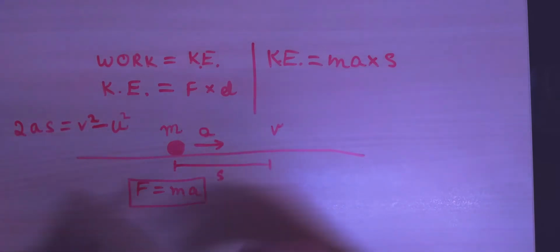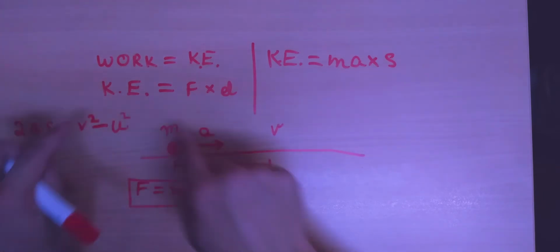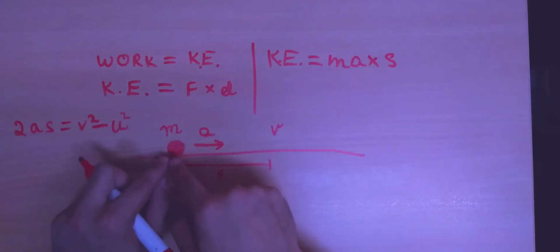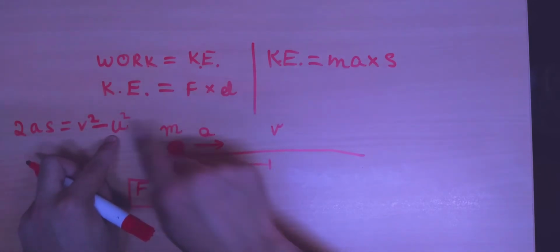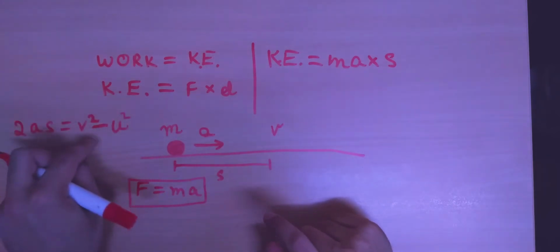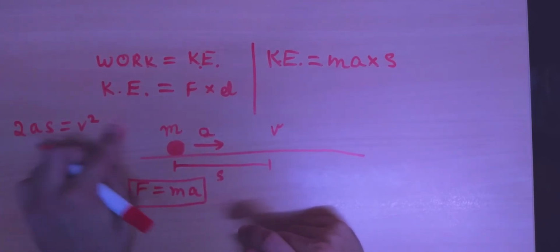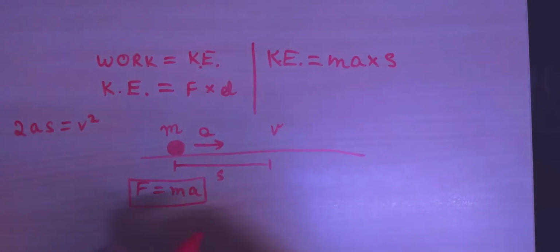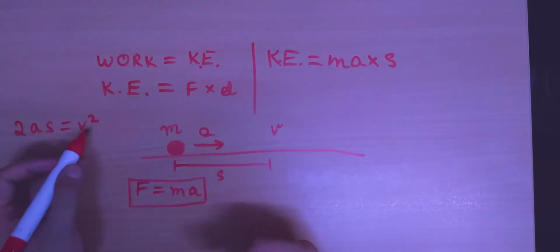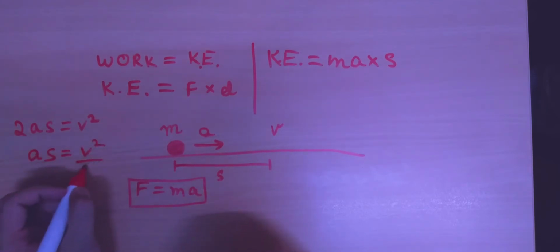So let us simplify this further into some variables that we are more comfortable to measure. In this expression we know that for this particular case the initial velocity is 0, because it is not moving at the start, right? So u is 0, so u square also must be 0. So v square minus u square becomes v square minus 0, and we don't need to write that 0. We are left with 2as equals v square. Let's shift this 2 to the other side, and we get acceleration into distance, as, equals v square divided by 2.